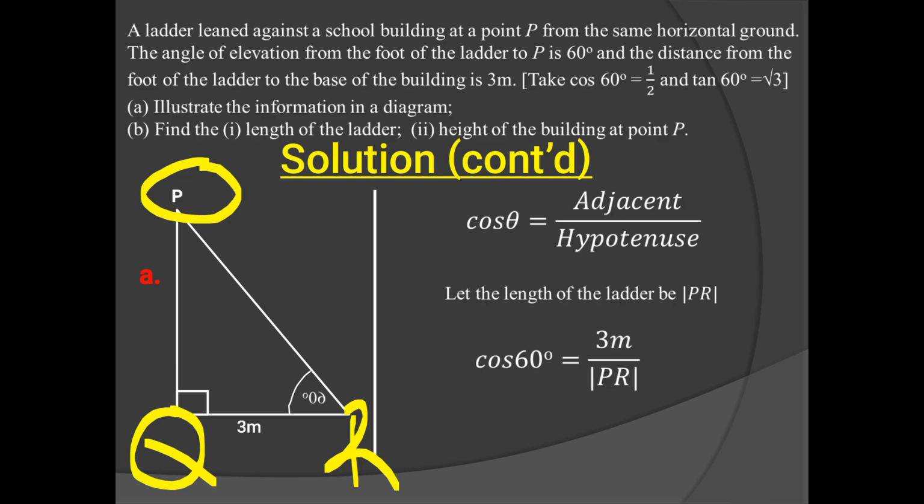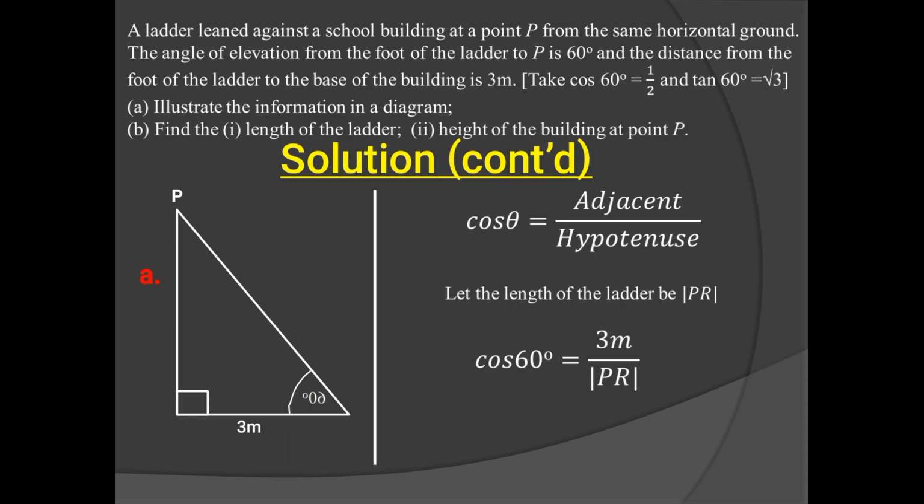is equal to, so we are using cos, right? Adjacent over hypotenuse. Where is our adjacent? Our opposite is here, our hypotenuse is here, so our adjacent is here. So 3 meters. That is why I have 3 meters over PR, which is this one. Now I've used R here, so let me write it there. So cos 60 degrees is equal to 3 meters over PR.